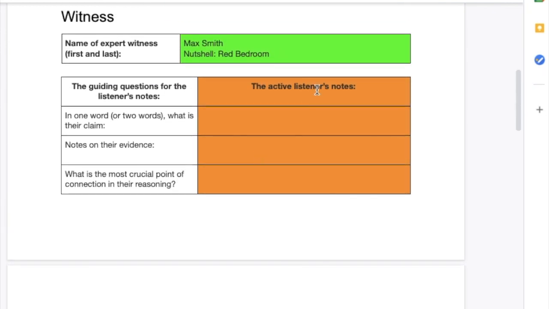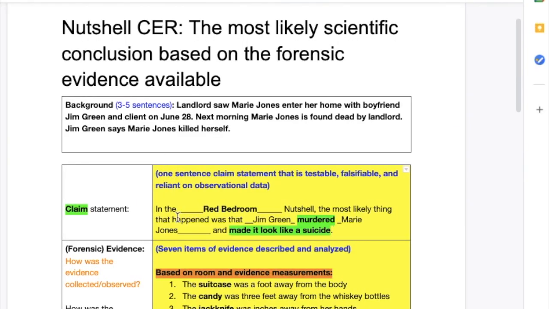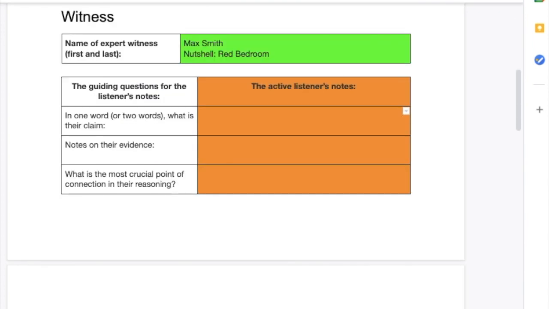So that's right here, active listener's notes. This is the guiding questions for the listener's notes. In one word or 2 words, what is their claim? So this one, they're going to share something. Let's say it's in the red bedroom nutshell: the most likely thing that happened was that Jim Green murdered Marie Jones and made it look like a suicide. Okay, so one word, I would say murder or homicide. And if I was going to use 2 words, I would say made to look like suicide.